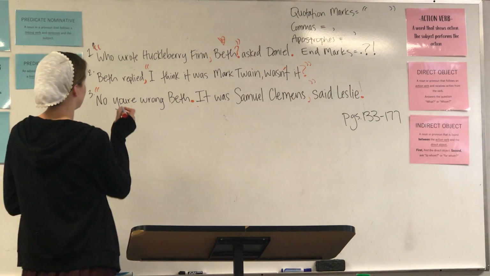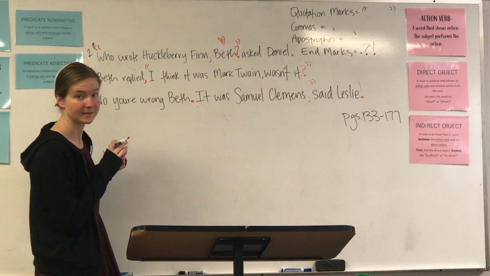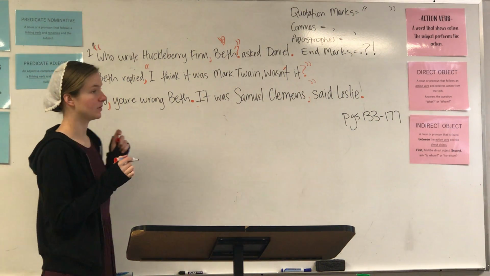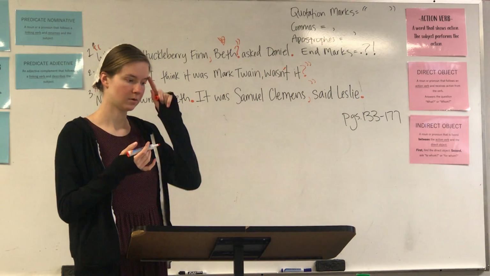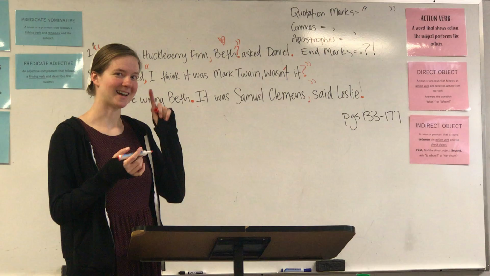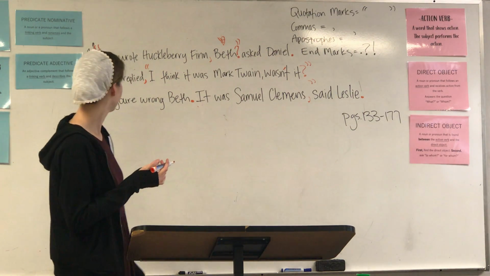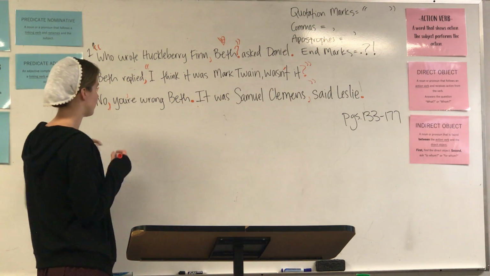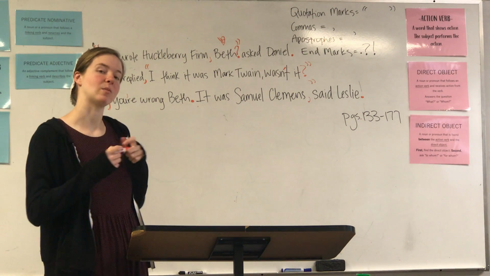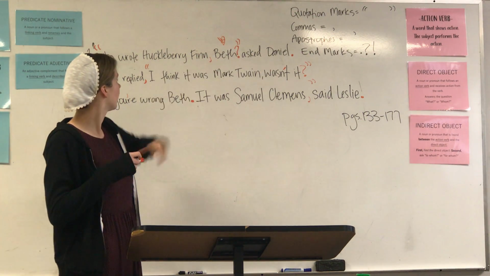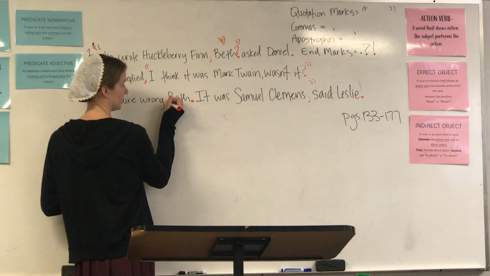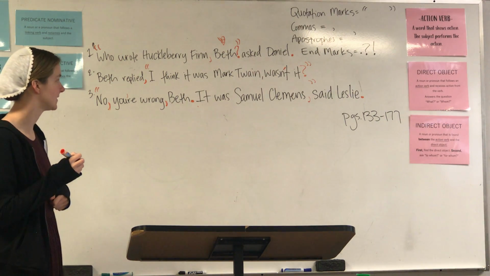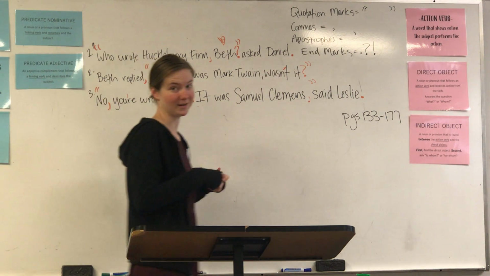"No, you're wrong, Beth." So what do we need in here? We need three things. You need a comma to set off yes, no, well, or however. I had signs written up, but I think I took them down. You also need an apostrophe right here for the contraction you're. And then you also need one more comma, kind of like we did up here, to set off names of direct address. So: "No, you're wrong, Beth. It was Samuel Clemens," said Leslie. We have everything in the sentence that we need. Okay?